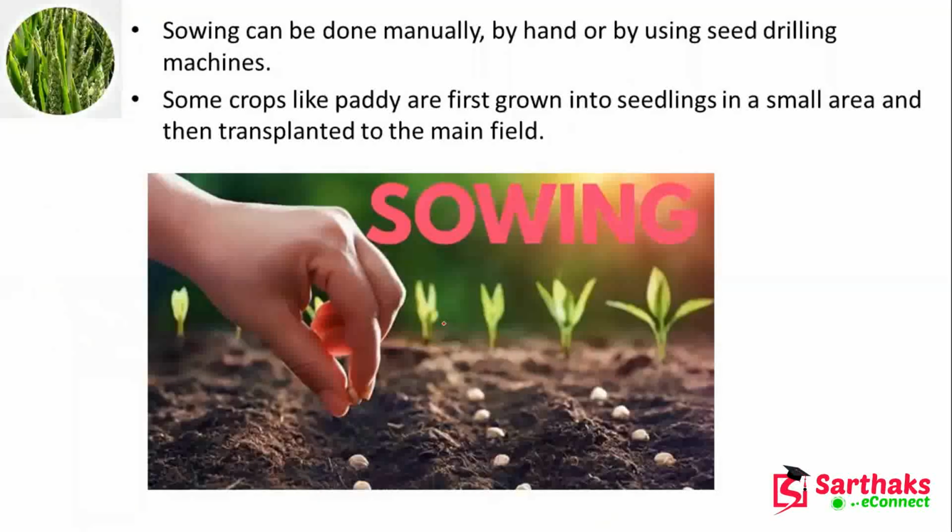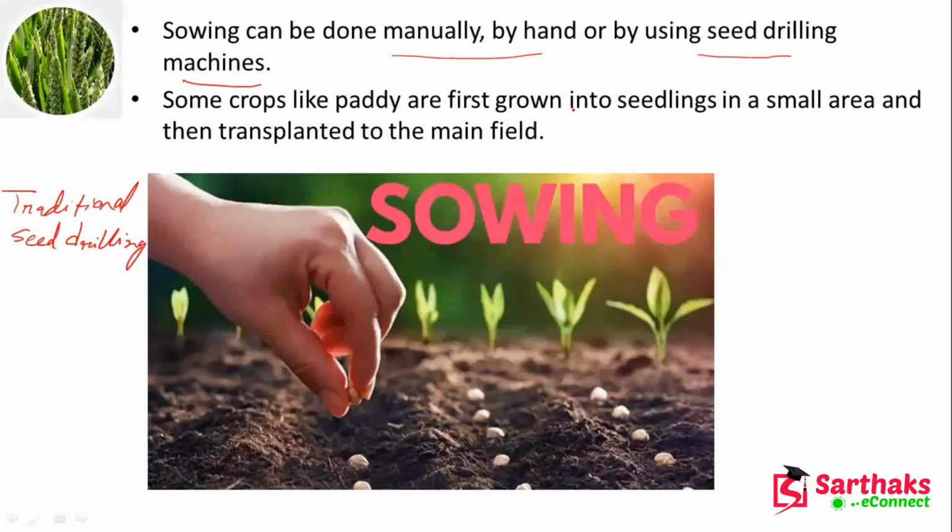Now, so many modern methods are also there. We'll discuss that also. Sowing can be done manually by hand or by using seed drilling machines, as I have told you. First is the traditional method, which we have been following since ancient India, but after that we have researched so many things, just to reduce the labor charges and to speed up the process. Another thing is seed drilling. Using this method, we are sowing the seeds.